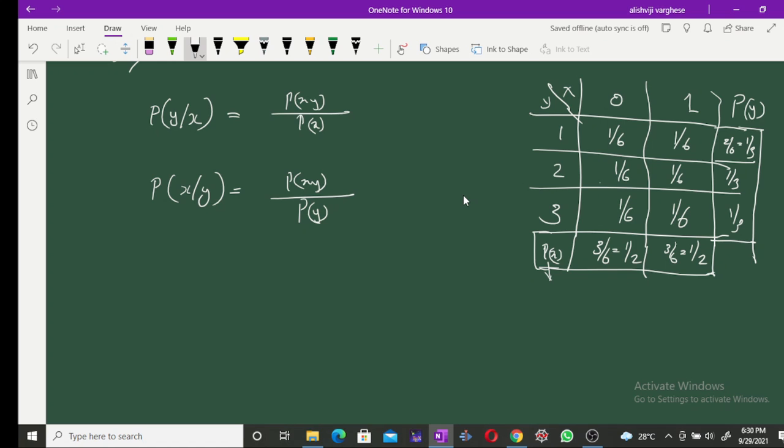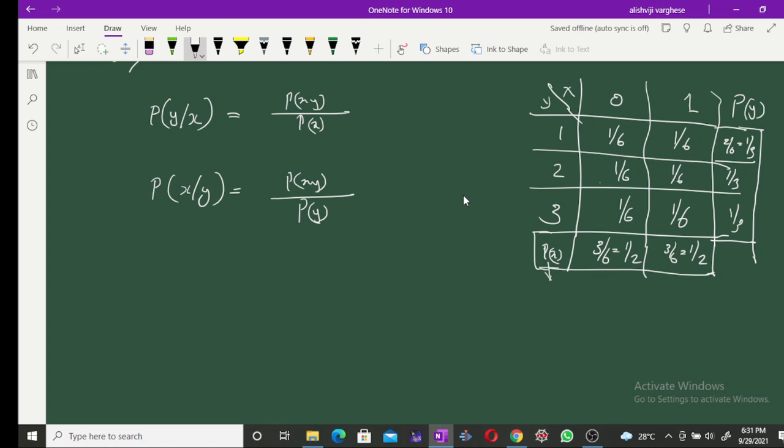And p of y gives the probability that capital Y is equal to small y. Y can take three values, 1, 2, and 3. Probability that y is equal to 1 is 1 by 3, probability that y is equal to 2 is 1 by 3, and probability that y is equal to 3 is 1 by 3. So that's the meaning of marginal distribution. And this is the case of a discrete random variable.